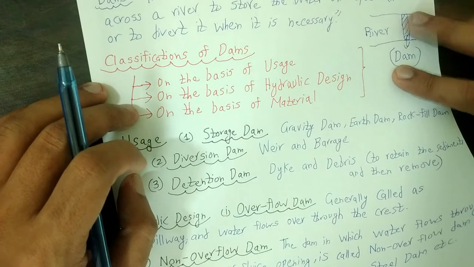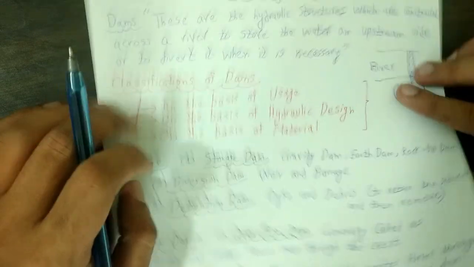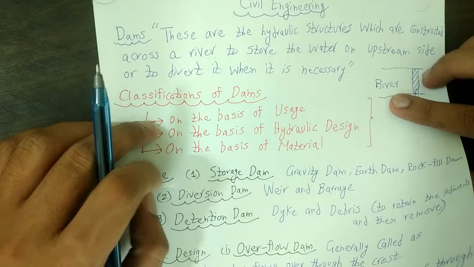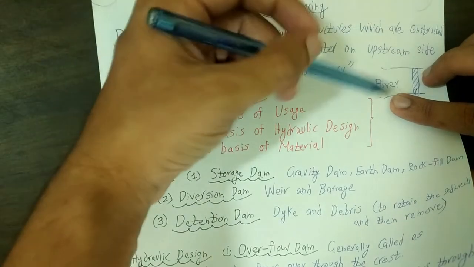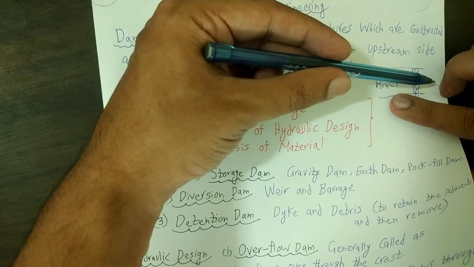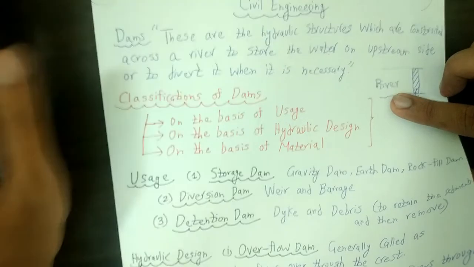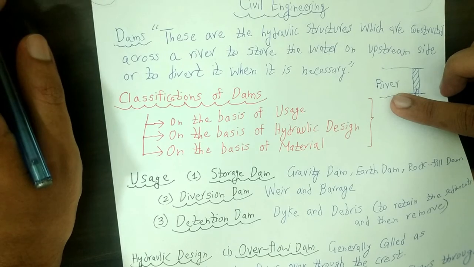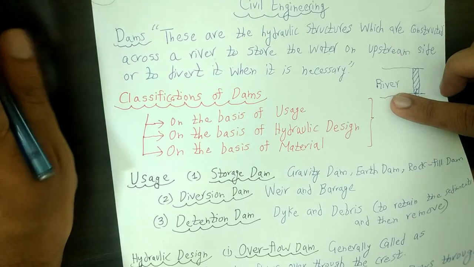And what is a dam? We have seen that it is a hydraulic structure constructed across the river to store the water on the upstream side, like this is its upstream side and this is its downstream side, or to divert the water when required. So this is all about today's lecture. Hope you understand the concept of dam and its classification.